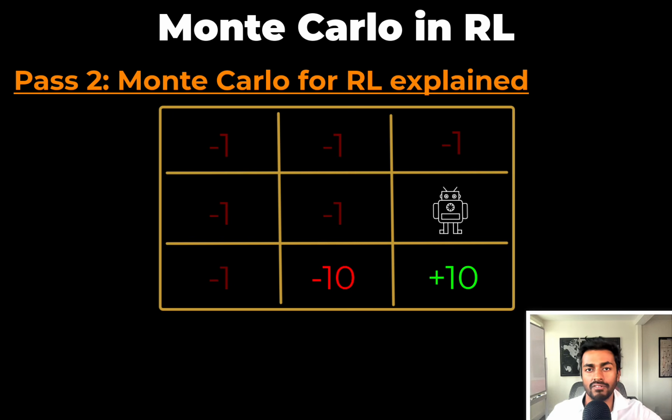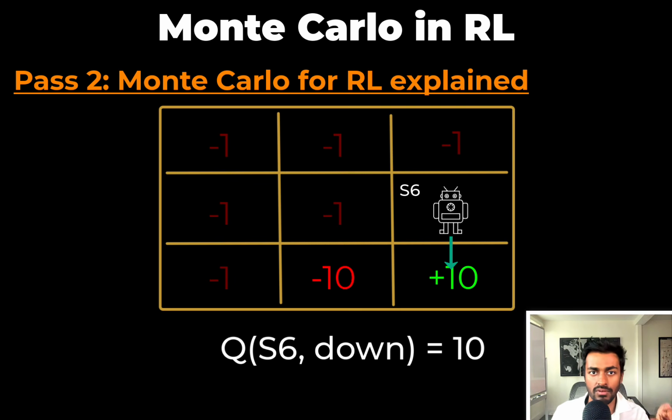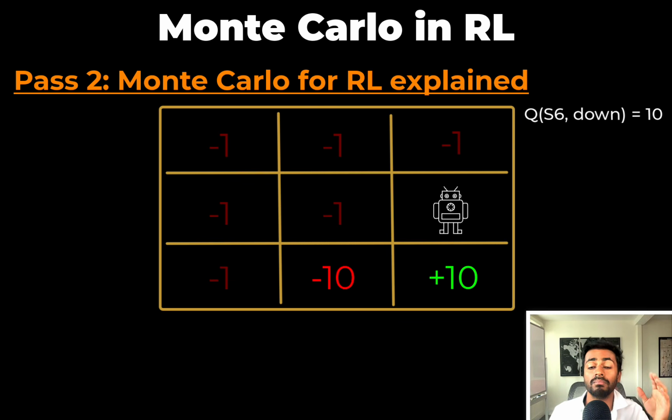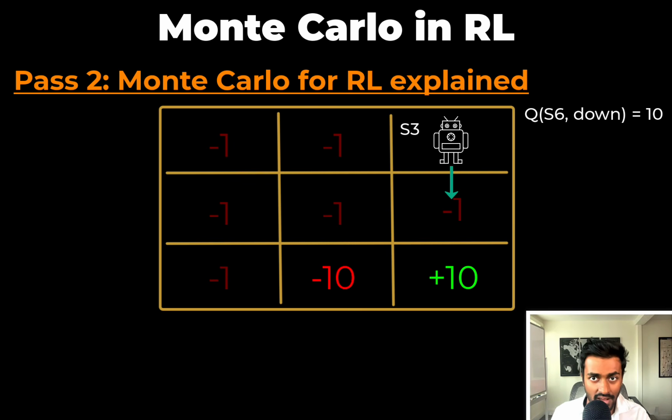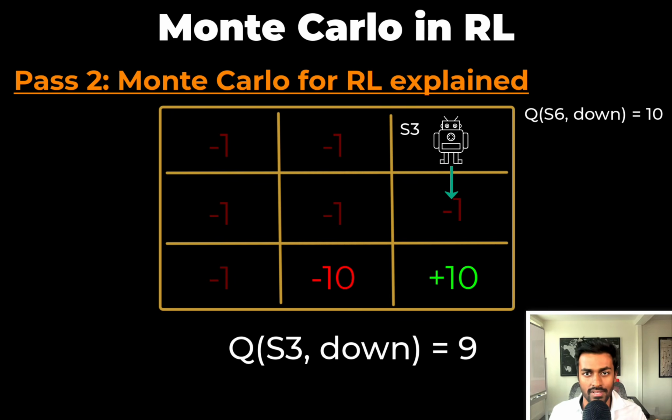For example, in the first from the last state, Frank was in a state S6 and decided to go down, and the future reward became 10. And so, Q of S6 and down is equal to 10. And from the second to last state, just before this, let's say that Frank was in a state S3, and this was when Frank also chose to go down. And in this case, the total future reward was -1 plus 10, which is 9. And so Q of S3 down is 9.